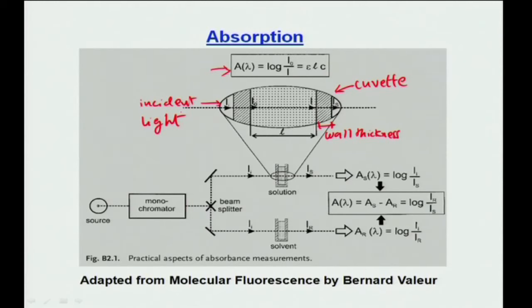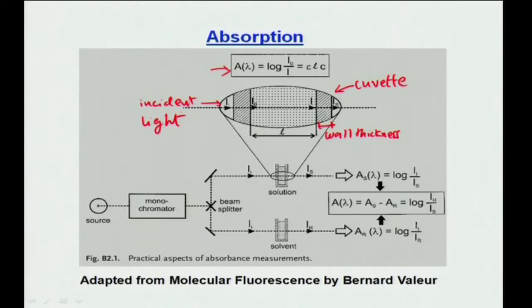The same thing happens on the other side: I S, which is the one which leaves the cuvette, is not the same as I, which is the one coming out of the sample. So, how do you take these things into consideration? How do you make adjustments or correct for this? People have devised something known as a double beam spectrophotometer.